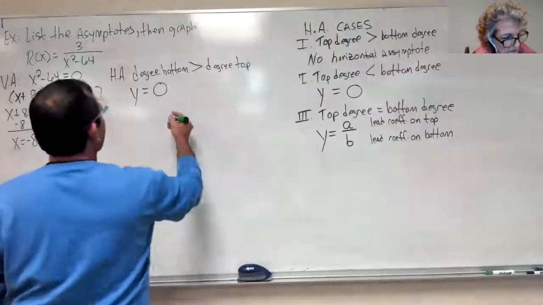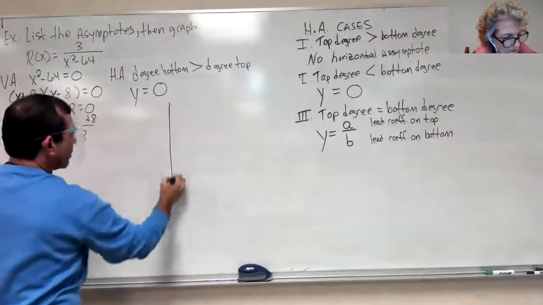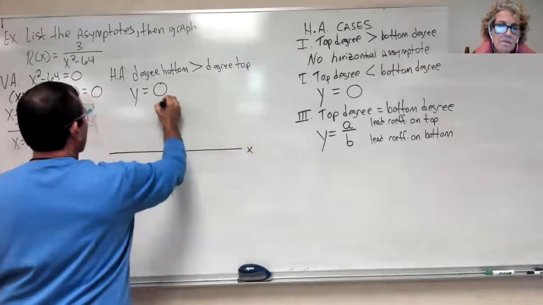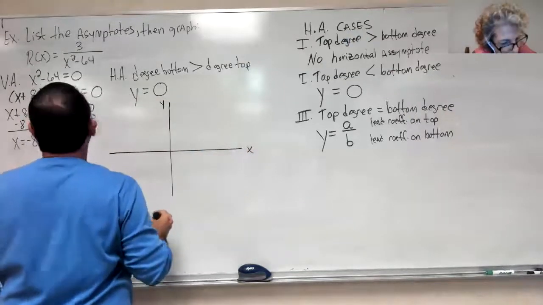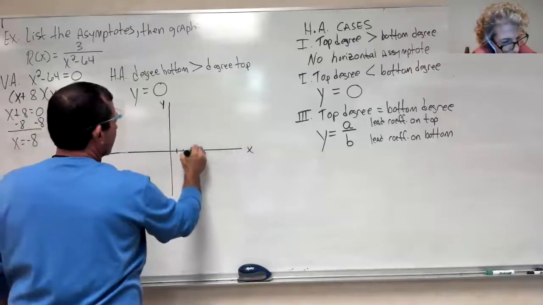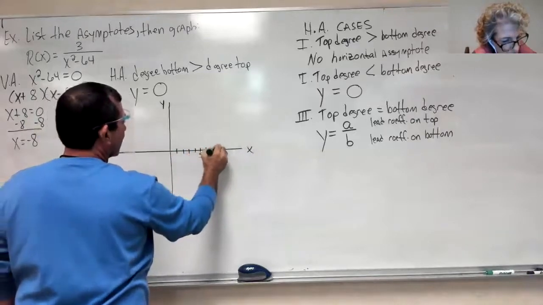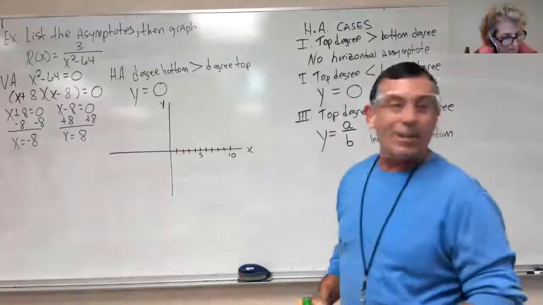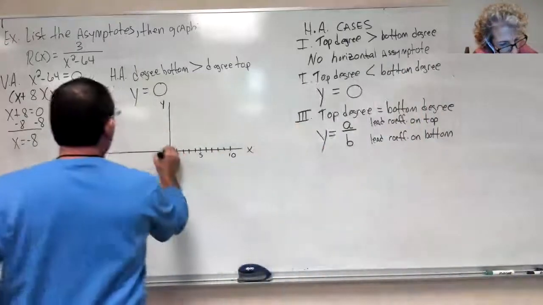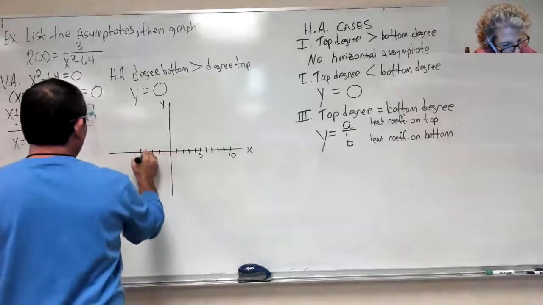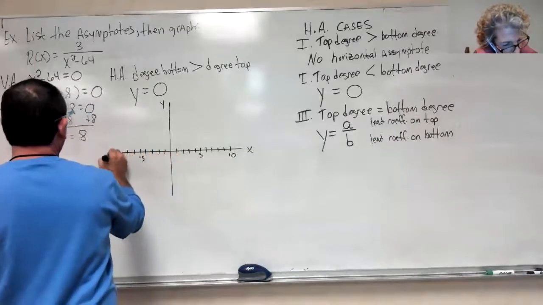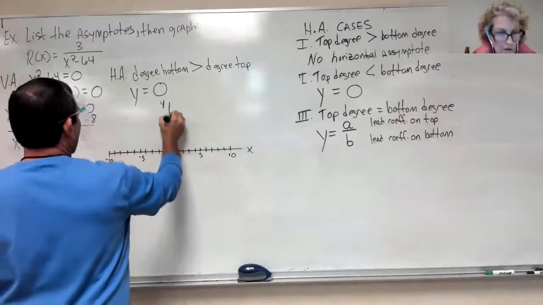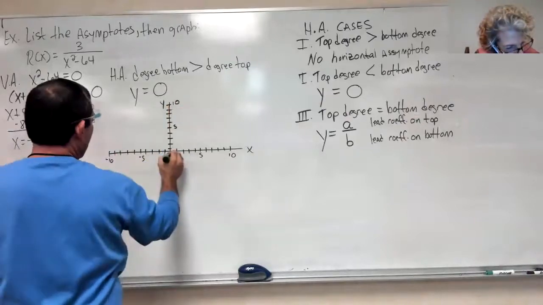All right, so if I was going to graph this, just to get you an idea of what the picture is going to look like. Oh, I got 8s. So let's go 1, 2, 3, 4, 5, 6, 7, 8, 9, 10. I'll go out to 10s on this because I got 8s on this, okay? Negative 8. And then down.